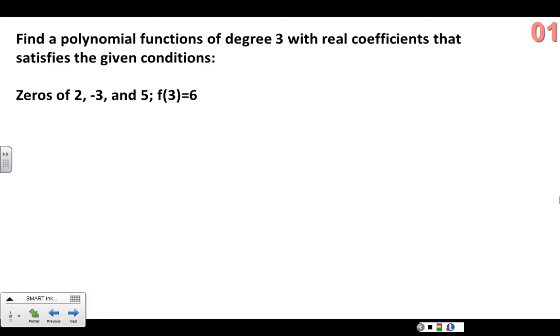So f of x, we know the basic skeleton of that function. It's going to be some constant out front. We don't know, it could be 1. We don't know. Times the factors. Since we have a zero of 2, you know you have a factor of x minus 2. Since you have a zero of -3, you know you have a factor of x plus 3. And the fact that you have a zero of 5 lets you know you have a factor of x minus 5.